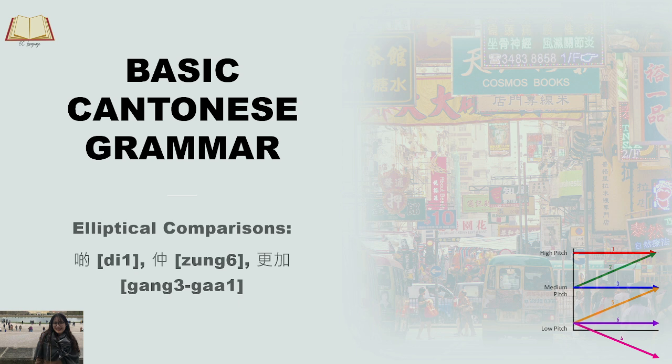Last time I talked to you all about the usage of 過 to compare two items. Today I'm going to teach you about elliptical comparisons using di, joeng, and gung-ga.